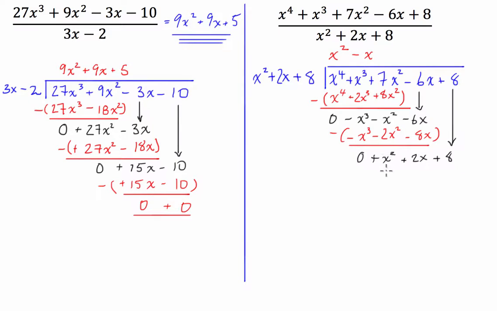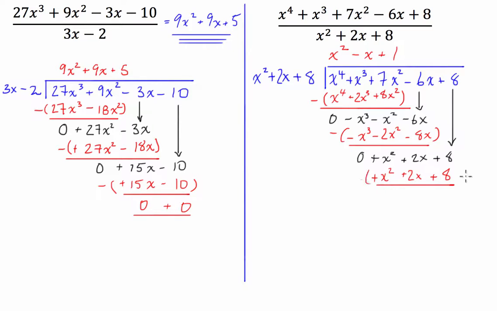Now, x squared, again, we're just going to go first number divided by first number. x squared divided by x squared is 1. 1 times x squared is x squared. 1 times 2x is plus 2x. 1 times 8 is plus 8.